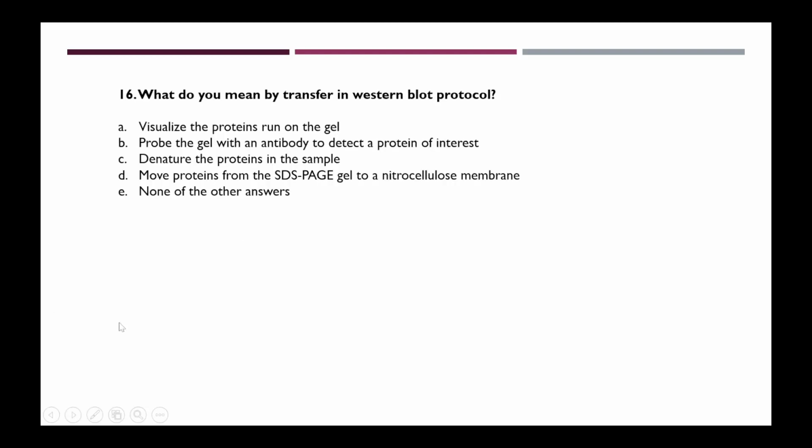Okay, so talking about the Western blot, what do you mean by transfer in the Western blot protocol? There is one step called transfer in the Western blot protocol, right? What do you mean by that? Option B. Yeah, move proteins from the SDS-PAGE to the nitrocellulose membrane.